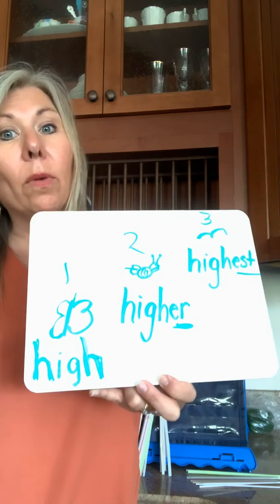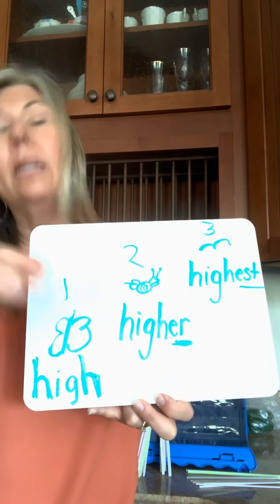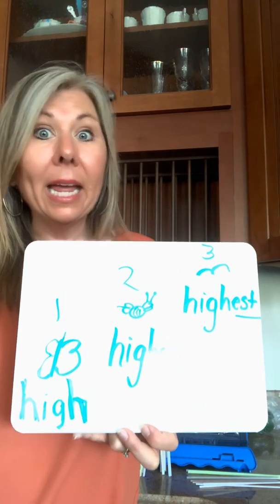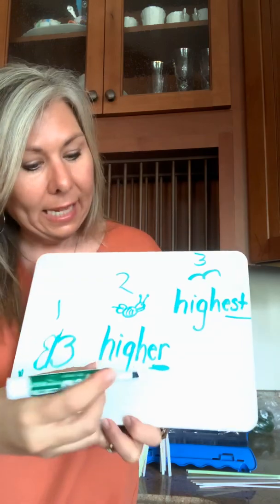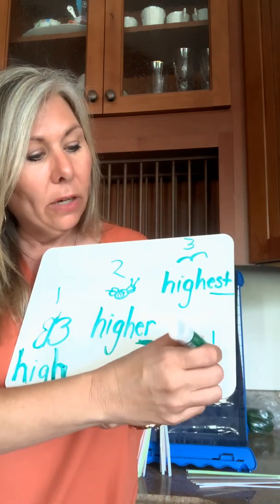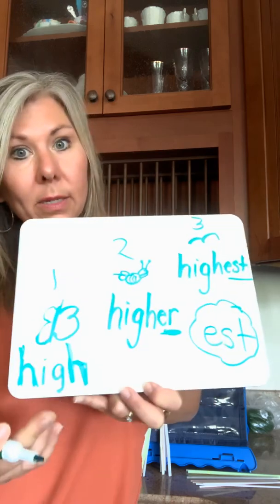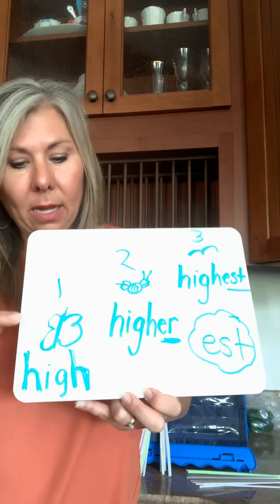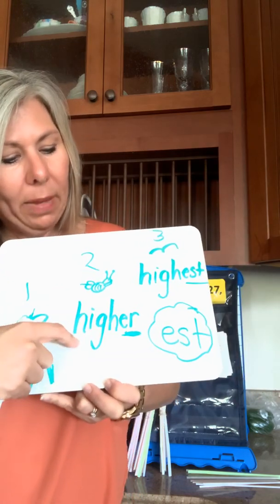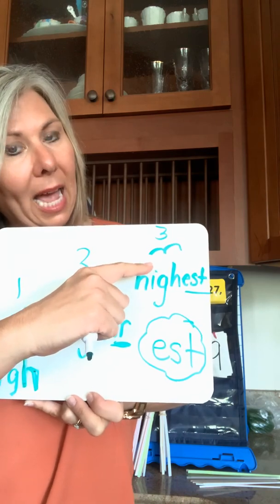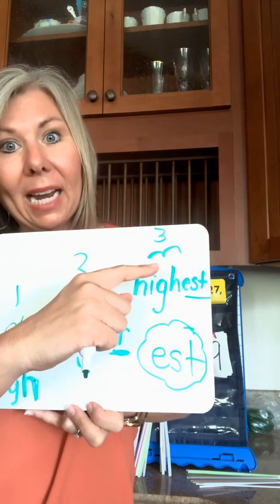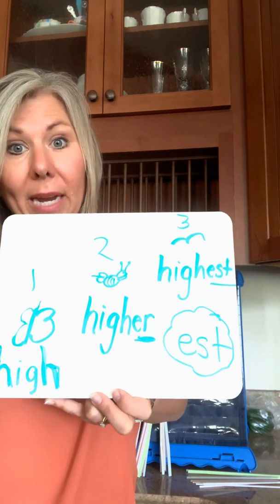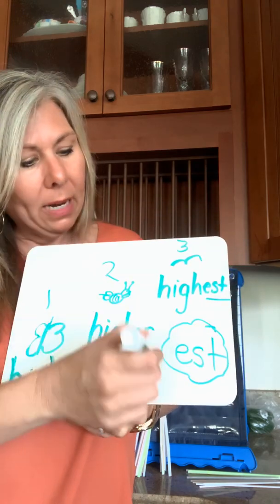If I wanted to compare, remember what we said, 3 or more, like if I said an airplane can go the highest, EST would be my ending, because that compares 3 or more. Because if I'm saying it is of all, it's greater than all the rest. The butterfly is high, the bee is higher, the bird is the highest. But an airplane can be up in the sky, the highest of all.